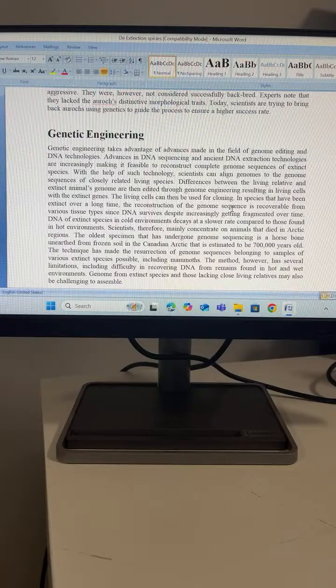The reconstruction of the genome sequence is recoverable from various tissue types since DNA survives despite increasingly complex environments.